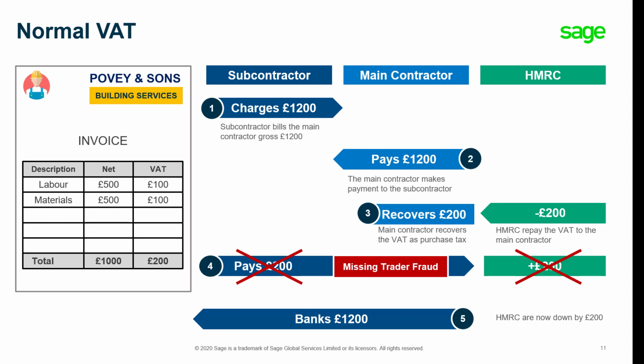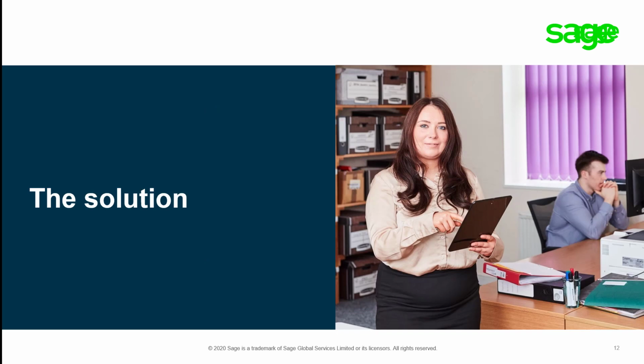In our example, we've used typically low values. As you can imagine, in the construction industry, these values can be much higher. This is why HMRC are predicting this will cost up to 140 million in the year 2020-2021. So now let's take a look at the solution and how HMRC are intending to combat this missing trader fraud.